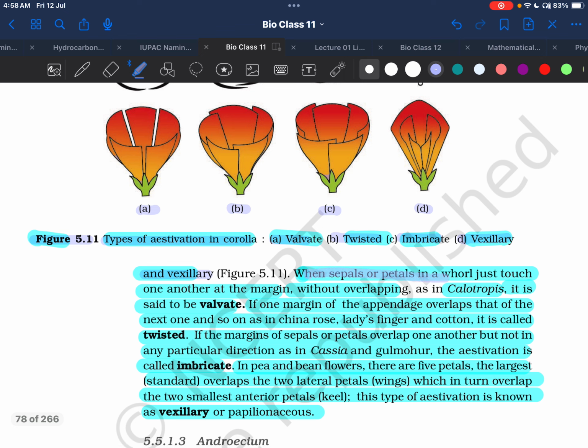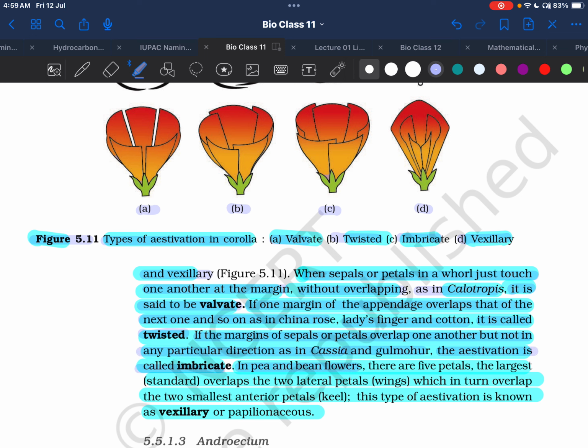When sepals or petals in a whorl just touch one another at the margin without overlapping, as in Calotropis, it is said to be valvate. If one margin of the appendage overlaps that of the next one, and so on, as in China rose, lady's finger, and cotton, it is called twisted. If the margins of sepals or petals overlap one another, but not in any particular direction, as in Cassia and gulmohar, the aestivation is called imbricate.